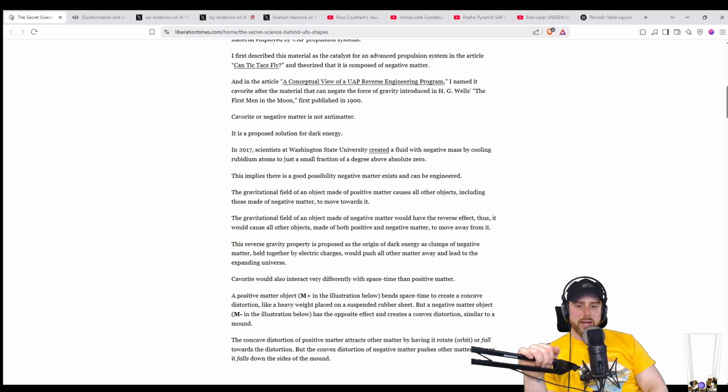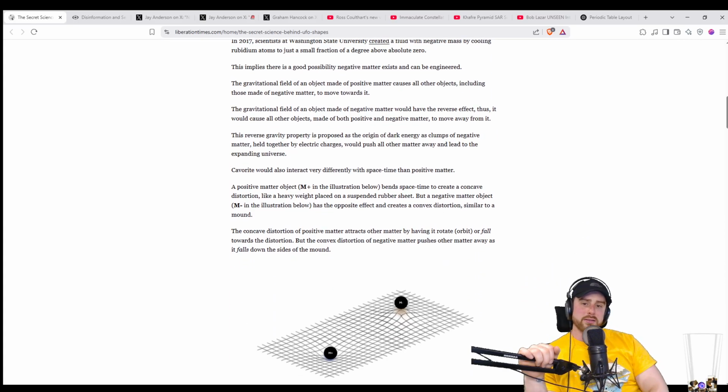Cavorite would also interact very differently with space-time than positive matter. A positive matter object, M plus in the illustration below, bends space-time to create a concave distortion, like a heavy weight placed on a suspended rubber sheet. But a negative matter object, M minus in the illustration below, has the opposite effect and creates a convex distortion similar to a mound. This is extremely interesting shit. Who is this guy?